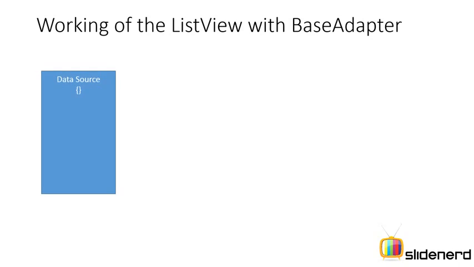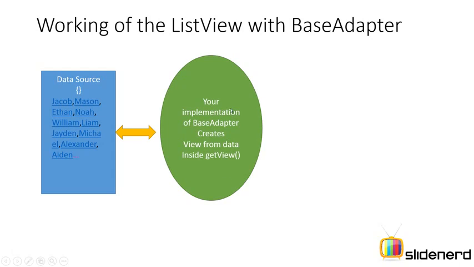So how does the list view work with the base adapter? This is a question you have, right? Let's take a data source which contains some names like this. This is Jacob, Mason, Ethan, blah blah blah. Alright. So what you have to do is make a class that extends the base adapter class, and then inside that class of yours, you need to have this method which says getView. Now what do you do? Very simple. You pick this data item from here, for example say Jacob. You create a view object out of that and you return this view object to the list view.